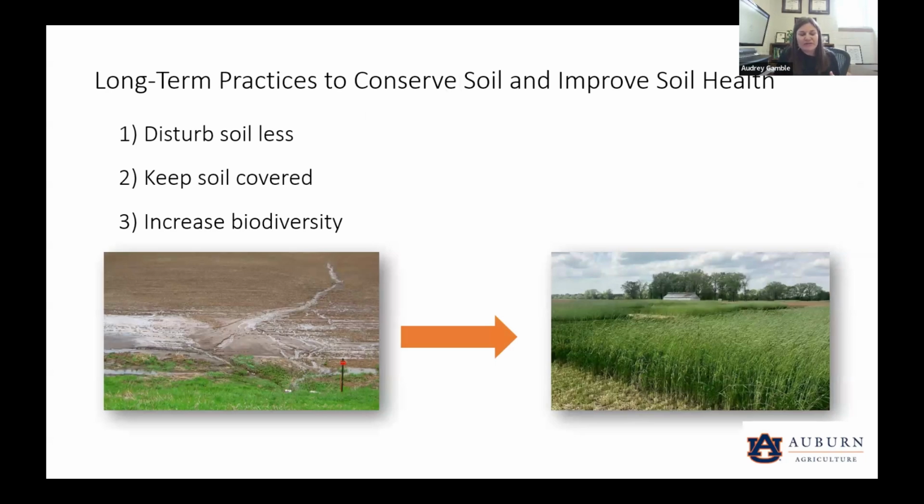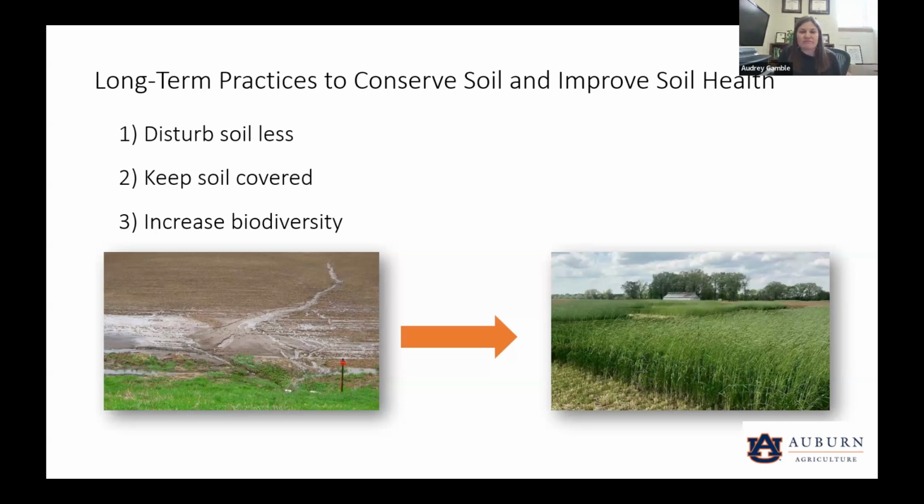And they can really be broken down into 3 types of practices. Number 1, disturb soil less. So where we can, we want to reduce tillage because that helps us to protect the organic matter that's in the soil, prevent it from being degraded rapidly.